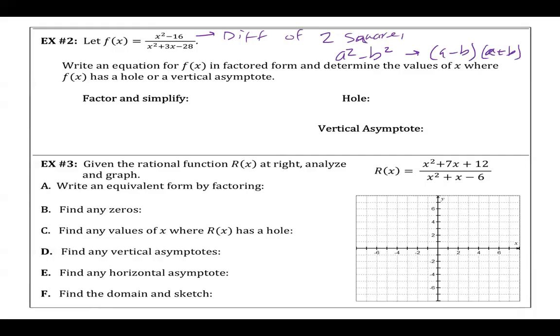The square root of a minus the square root of b times the square root of a plus the square root of b, okay? This is another common factoring technique on the non-calculator that you are expected to know and be able to identify, okay? So when we look at this one, we're going to go ahead and factor using difference of two squares. So we have f of x equals, the square root of x squared is x, the square root of 16 is 4. So x minus 4 and x plus 4.